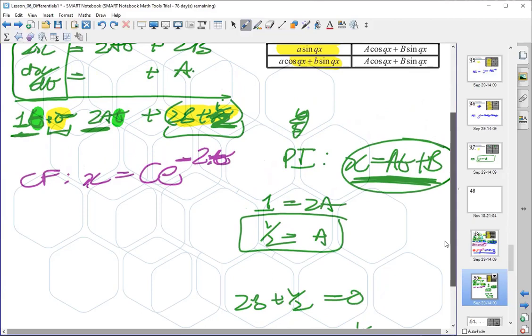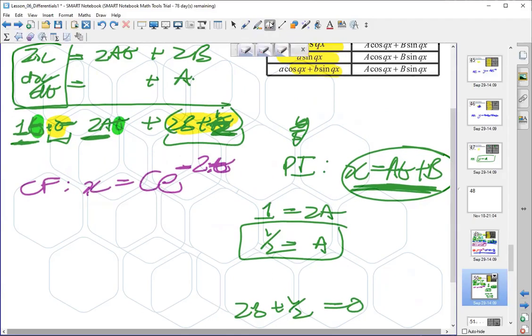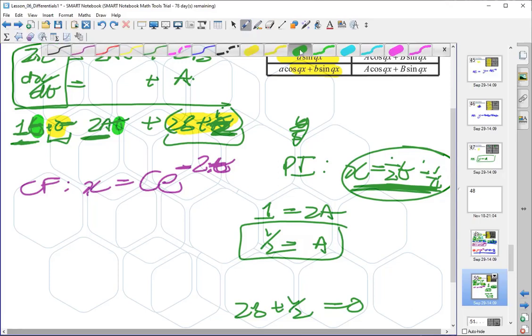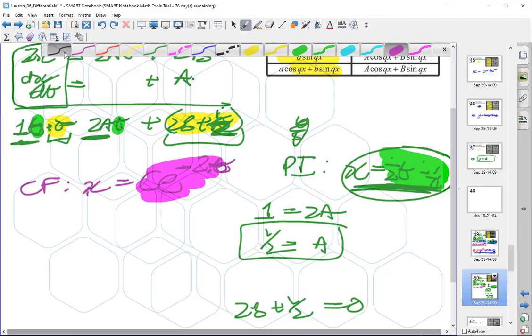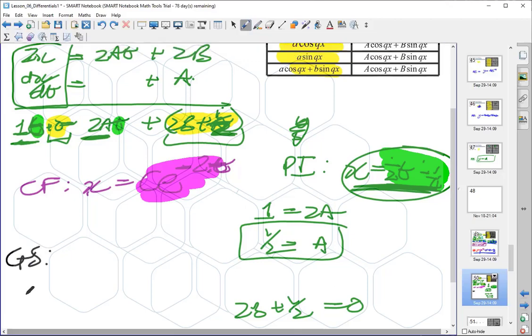And so A is going to be a half and B is going to be minus a quarter. So a half and minus a quarter. And then all we're going to do is plonk these two next to each other. So this one and this one just plonk together becomes our general solution. So our general solution is x equals ce to the minus 2t plus a half t minus a quarter.